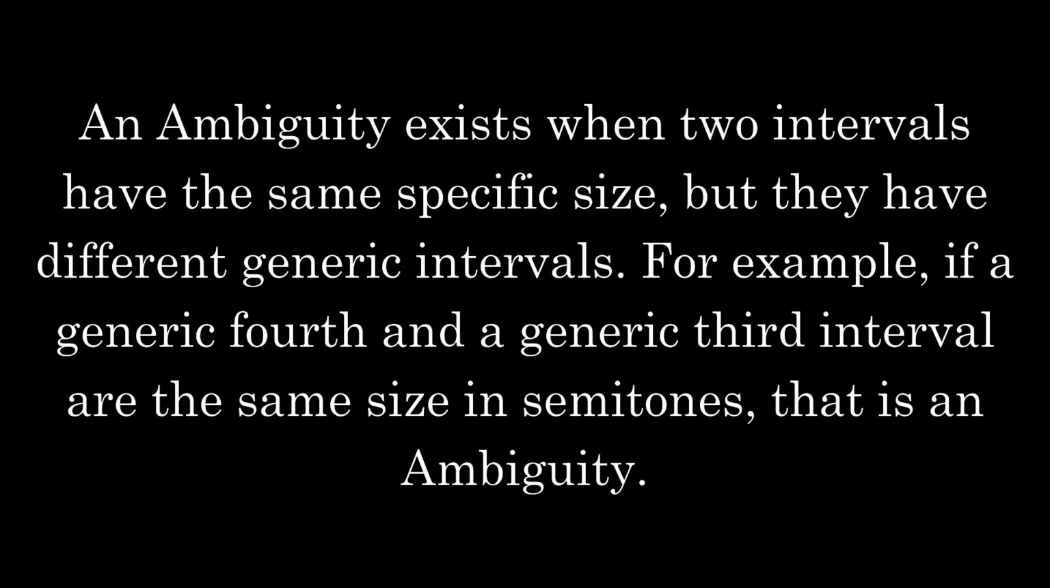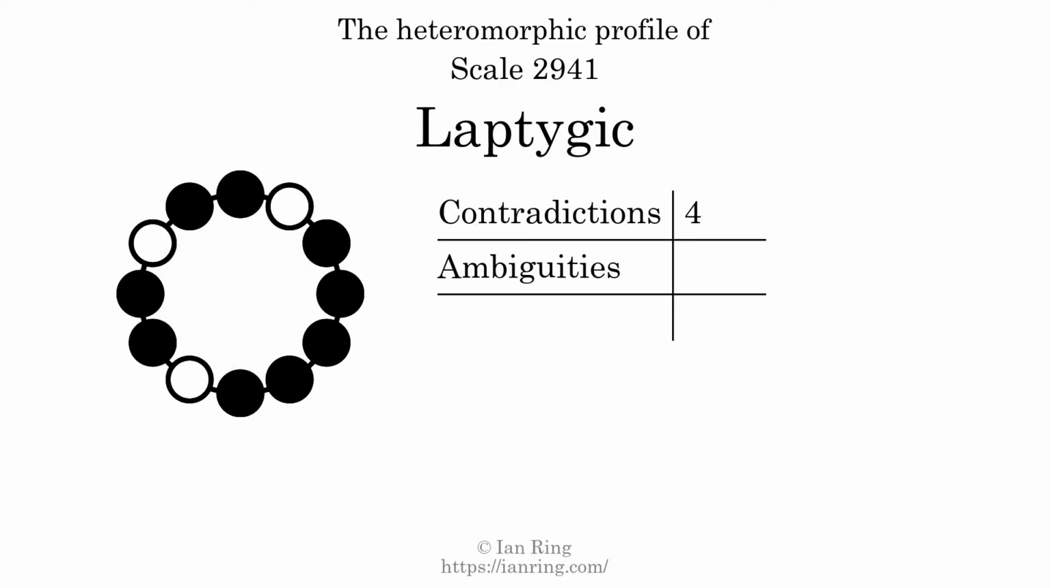An ambiguity exists when 2 intervals have the same specific size, but they have different generic intervals. For example, if a generic fourth and a generic third interval are the same size in semitones, that is an ambiguity. The number of ambiguities in this scale is 84.